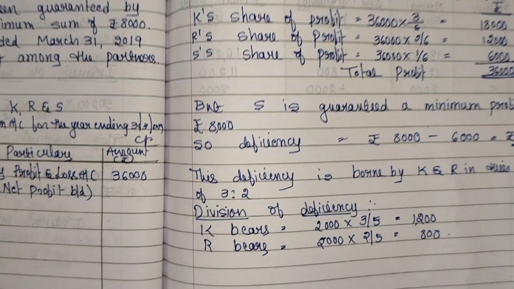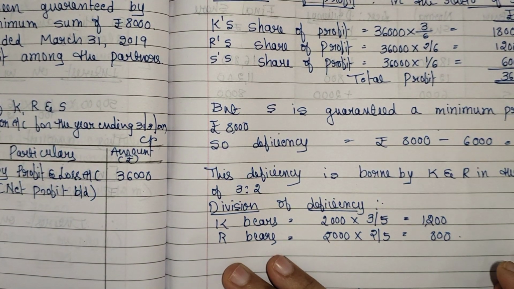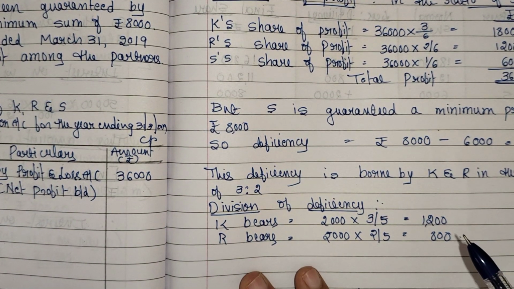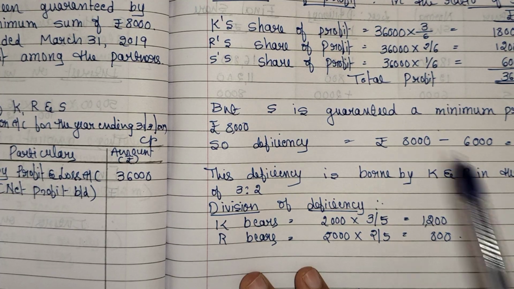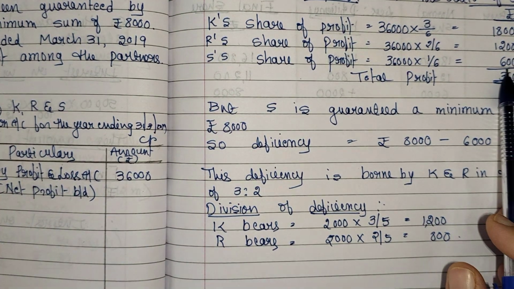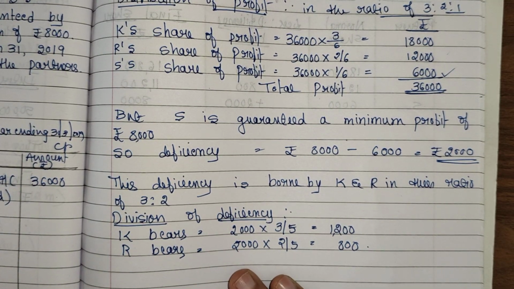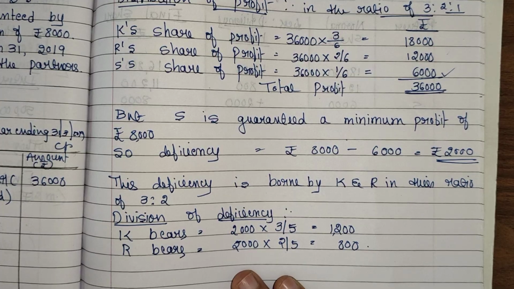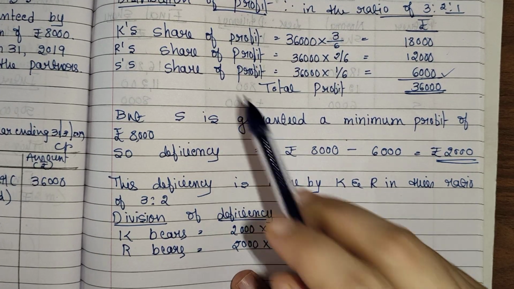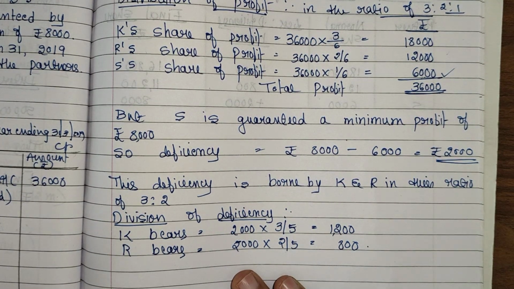See here, S is guaranteed a minimum profit of rupees 8,000. But S's share of profit, how much? That is rupees 6,000. But the guaranteed minimum profit is rupees 8,000 by K and R. But his share of profit is rupees 6,000.